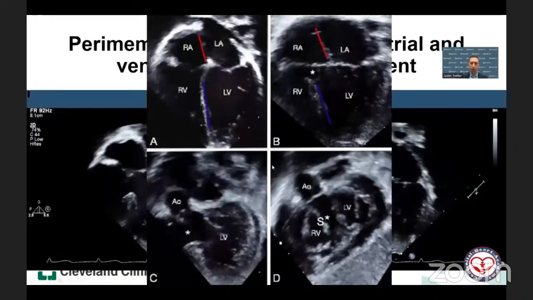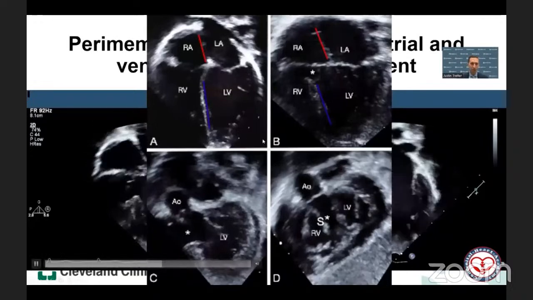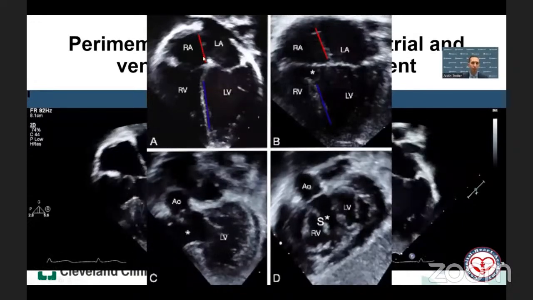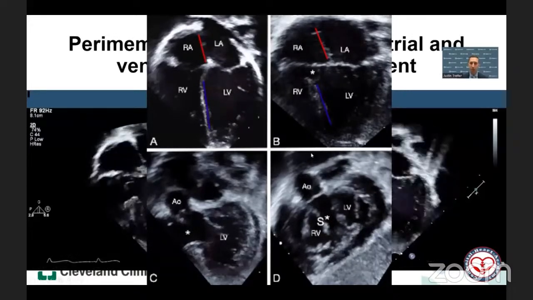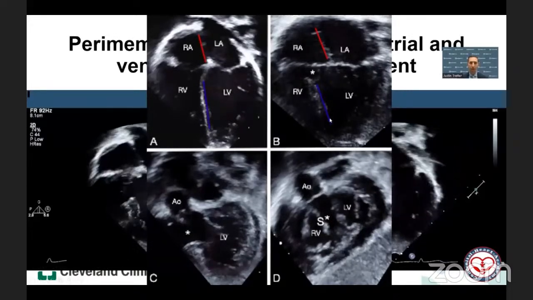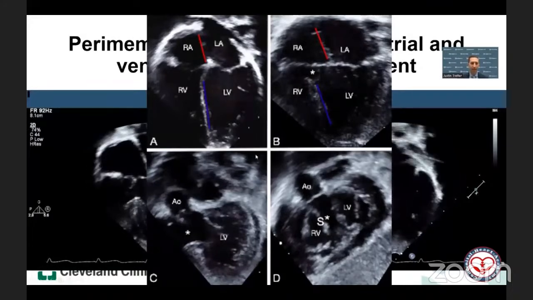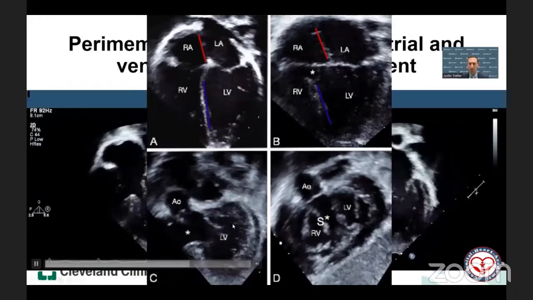And this is a figure from our textbook chapter in Anderson's Pediatric Cardiology showing how normally in the normal heart there's alignment between the atrioventricular septums, as opposed to this same patient which shows malalignment in this perimembranous inlet VSD.